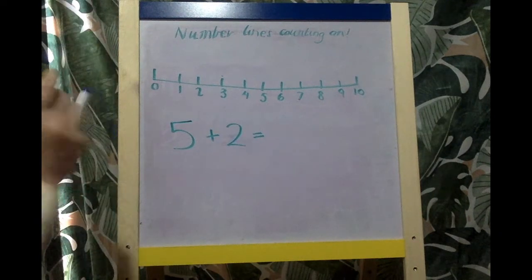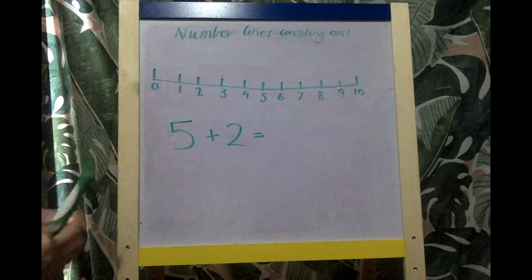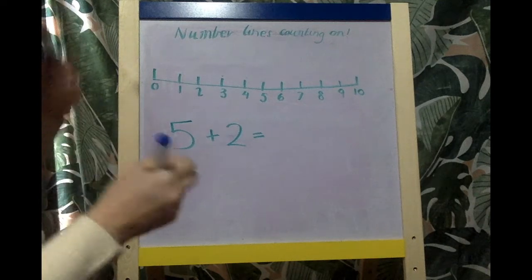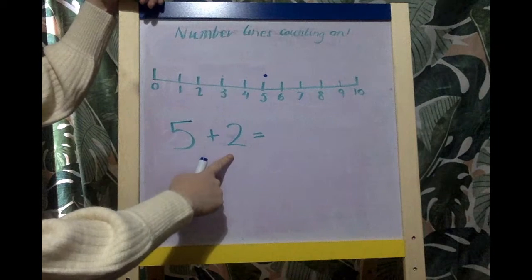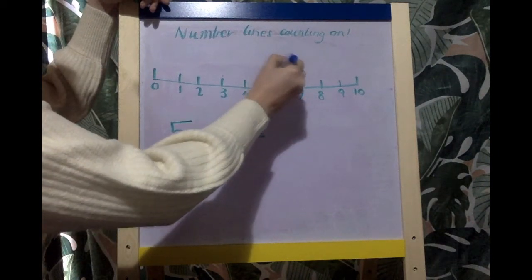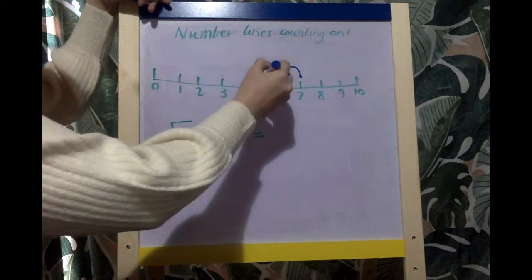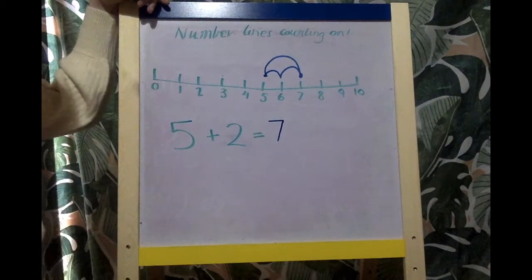Alrighty, this time we've got 5 plus 2. Pause the video here and say out loud what number you will start on. That's right, we're going to start on 5. And we're going to add on how many more? 2 more. 1, 2. We could even skip count that one. 2. And our answer is 7.